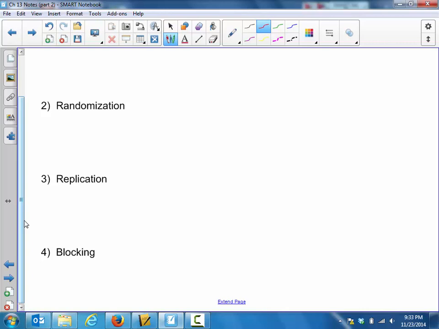Randomization, just as with surveys, we randomize to avoid bias we can't account for, or can't control.